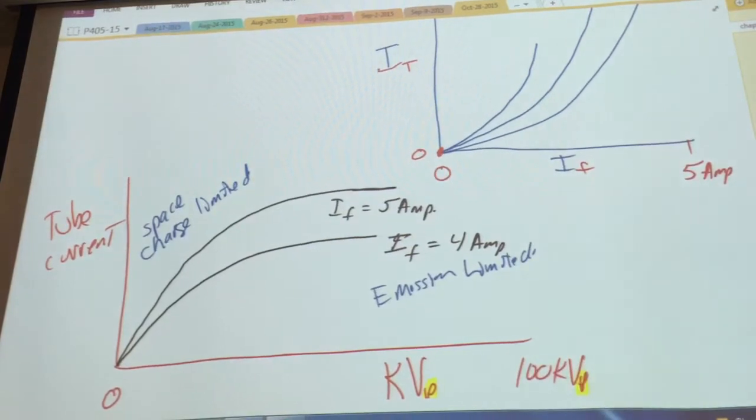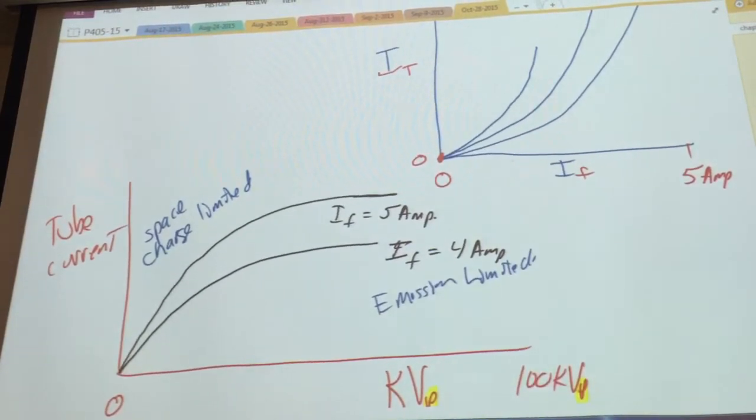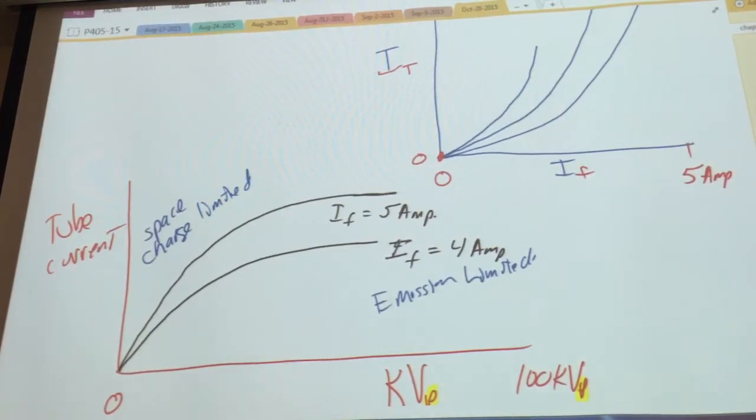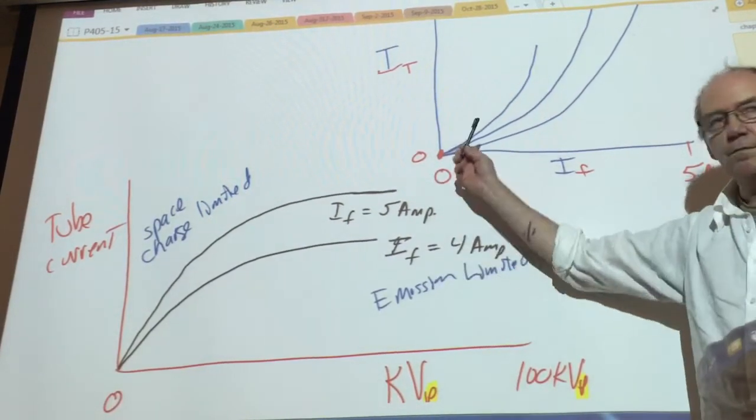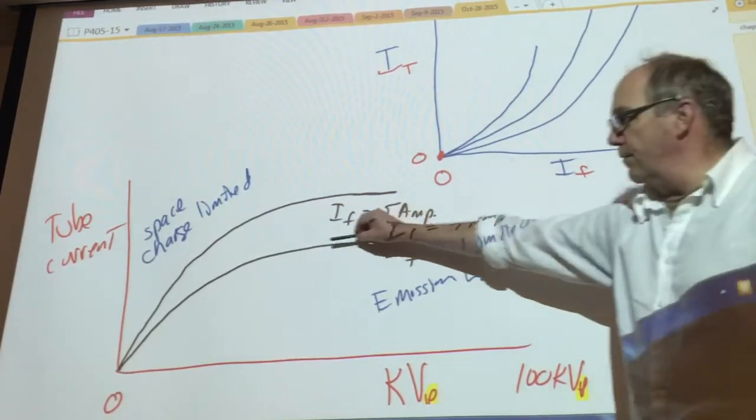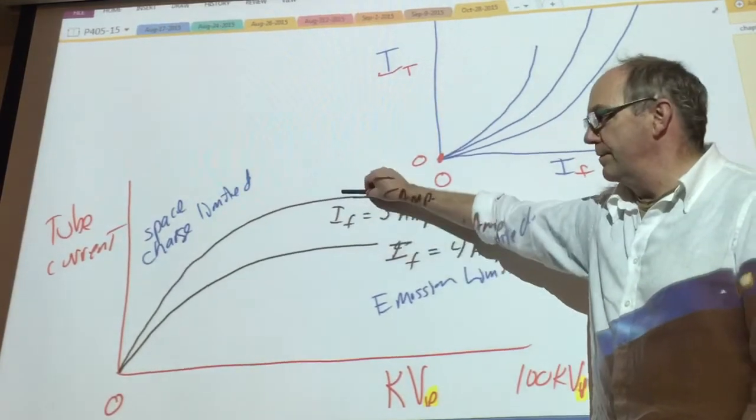Fewer electrons being emitted from the filament means the lower your tube current has to be. Conversely, the more electrons you emit from the filament, your tube current goes up. So is the emission limited area just the area all below that lower line? It's where this curve flattens out. Oh, where it flattens. Yes.